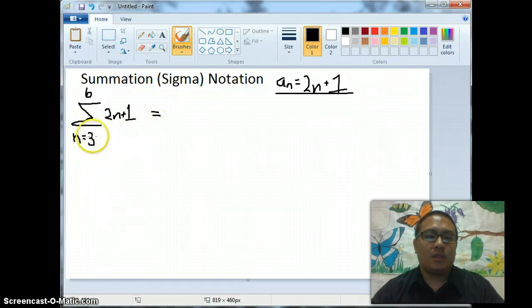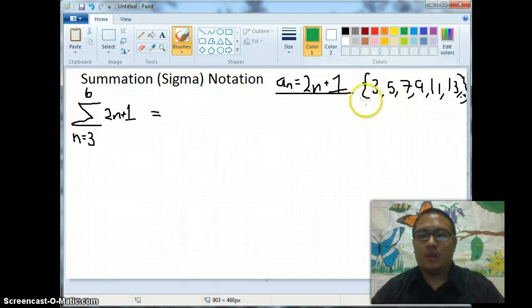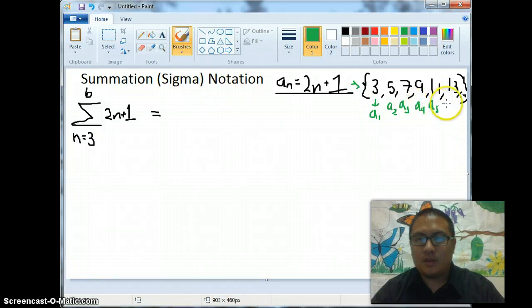pick out the 3rd term all the way to the 6th term. So let me pause the video to save time and write out the terms. Now remember that when I make the sequence for this one, this is the same thing, right? This is the first term, a sub 1, a sub 2, a sub 3, a sub 4, a sub 5, and finally a sub 6.